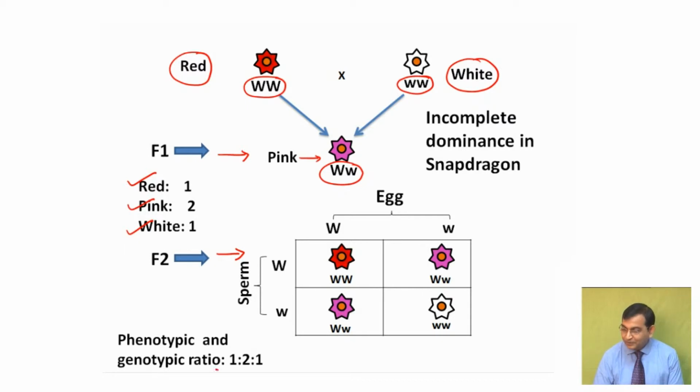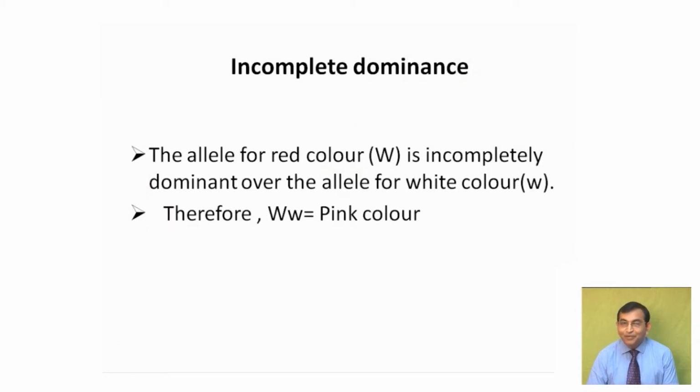1:2:1. So here there is one red colored flower, one white and two pink colored, which is a case of incomplete dominance. So here the allele for red color, that is capital W, is incompletely dominant over the allele for the white color, small w. Therefore, capital W, small w have pink color.